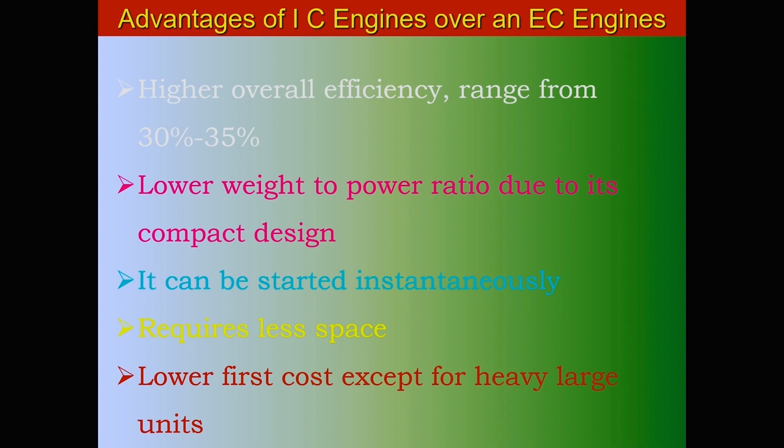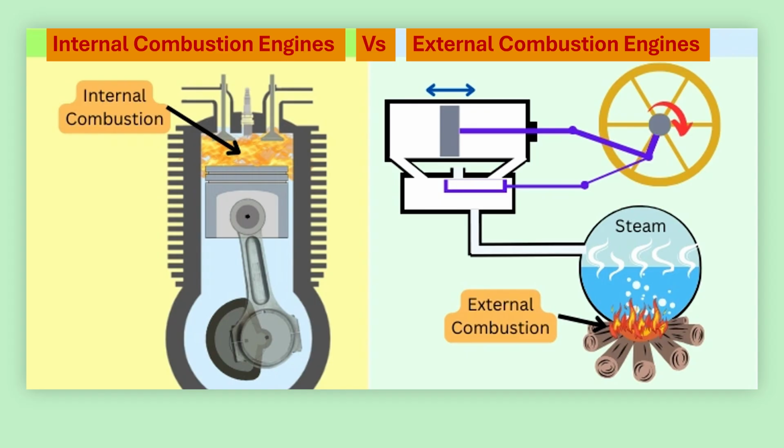Third point, we have seen already the starting problem. Fourth one, space. The internal combustion engine is very small and needs less space, but the external combustion engine needs more space; we have the boiler and other components. Last one, cost. Small one, less cost. Many components, more cost. Clear? This is the conclusion and comparative advantage of the internal combustion engine over the external combustion engine.